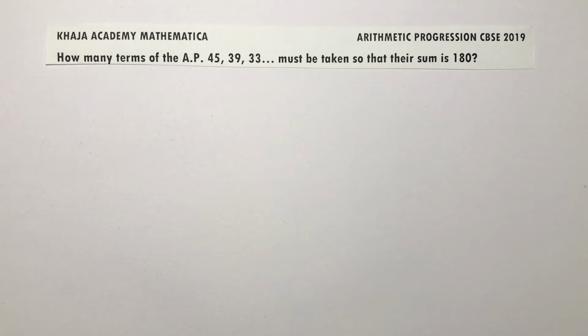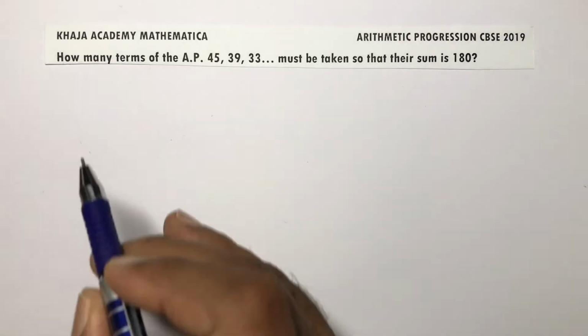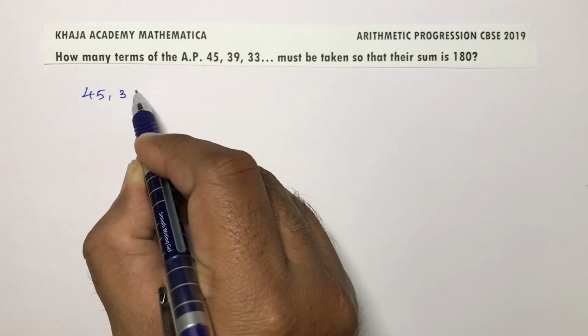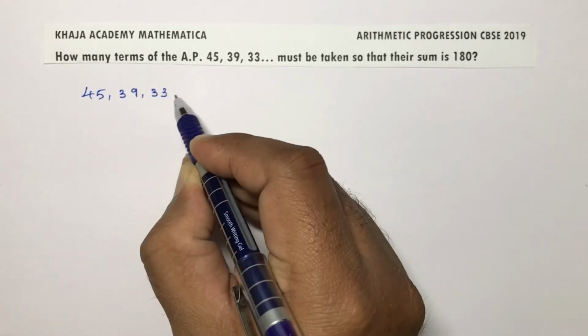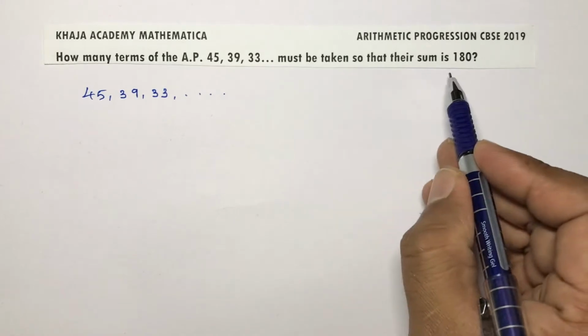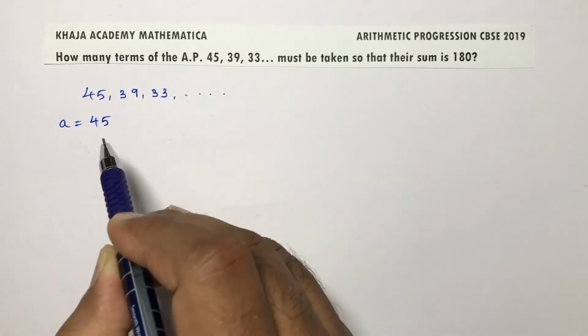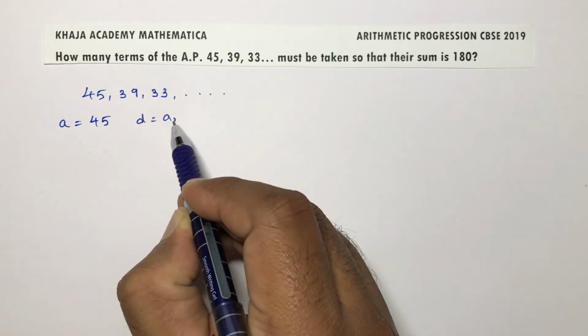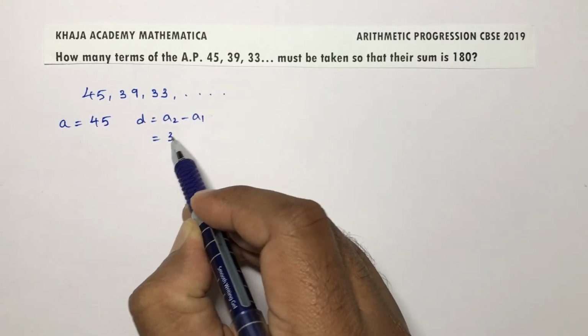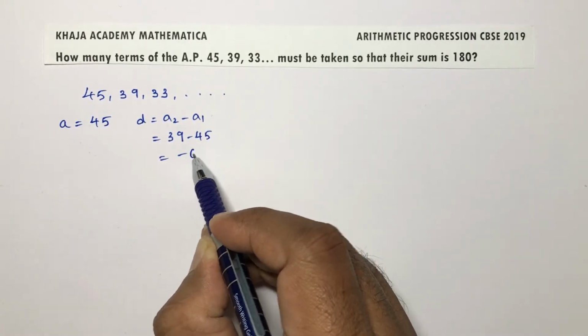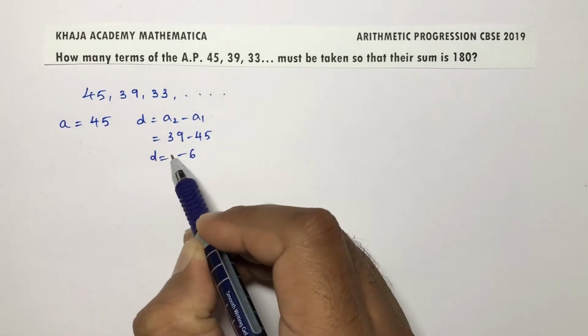How many terms of the AP 45, 39, 33 and so on must be taken so that their sum is 180? So here the series is 45, 39, 33 and so on. Sum is 180. Here the first term is 45. Common difference is a2 minus a1, 39 minus 45, which is minus 6. So common difference is minus 6.